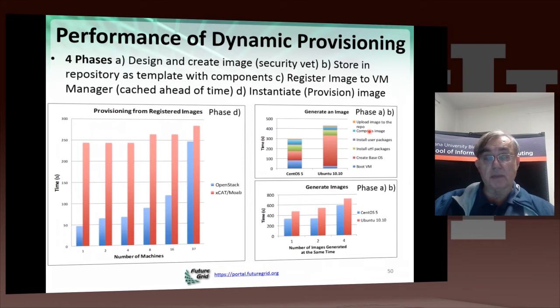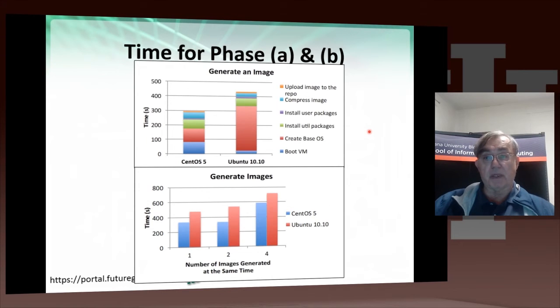Here's a slide which is done in more detail in following slides. This particular slide was the one in the overview. Here we actually go into a little more detail. This points out that these original slides describe phases A and B, and also phase D. Here we have the timing for phases A and B of generating an image. You see that uploading the template to the repository takes almost no time. We see differences between operating systems here. CentOS takes much less time to create the base OS than Ubuntu. The other times are a little more similar, although booting the VM is also quicker for Ubuntu.